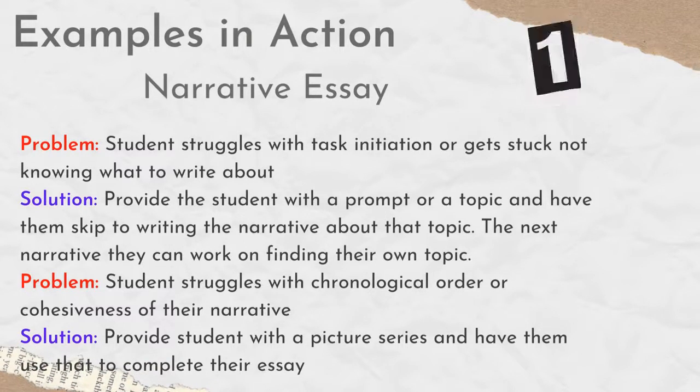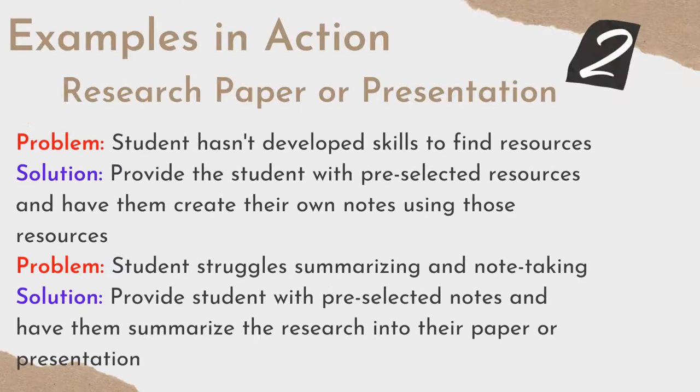A student is asked to write a narrative essay. They may not have an idea of what to write about or struggle with the chronological order. You could backward chain this by providing the student with a topic or give them a series of pictures in order and have them write the story from the pictures. The student gains experience actually writing the essay, and they will have more opportunities in the future to develop those earlier tasks.